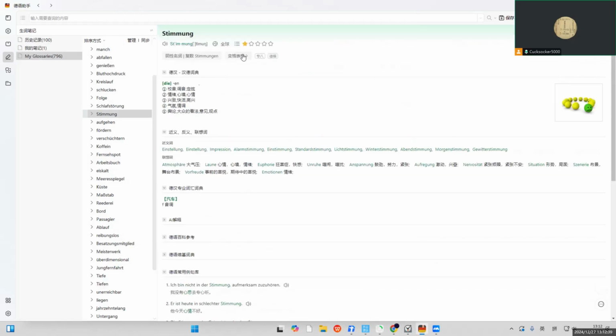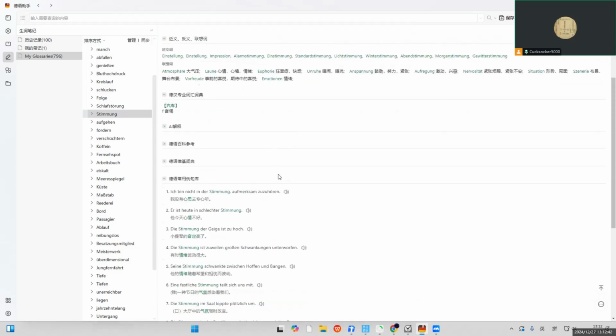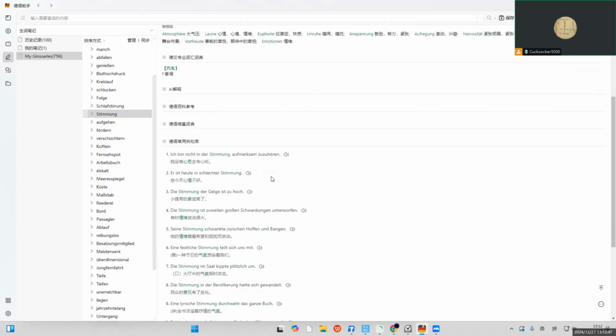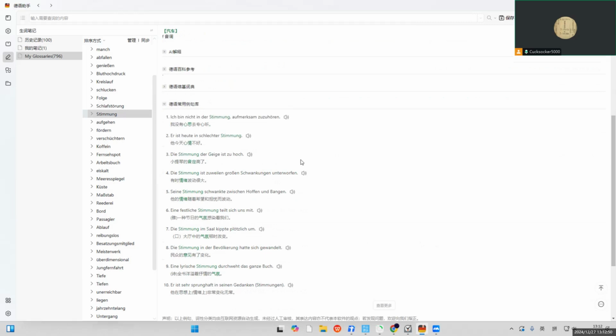Okay, this is what I mean: maybe Stimmung is a very easy word, but actually it is far more than that. Die Stimmung der Geiger ist zu hoch. Die Stimmung ist zuweilen kurzen Schwankungen unterworfen. Seine Stimmung schwankte zwischen Hoffen und Bangen. Eine festliche Stimmung teilt sich uns mit. Die Stimmung im Saal kippte plötzlich um. Die Stimmung in der Bevölkerung hat sich gewandelt.